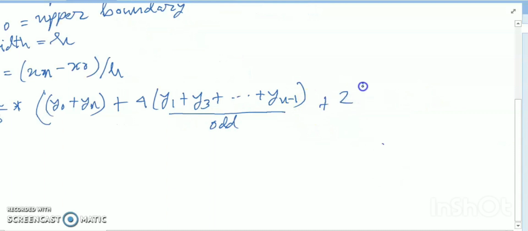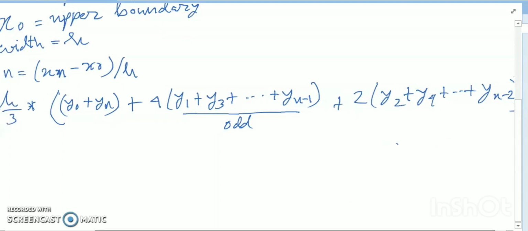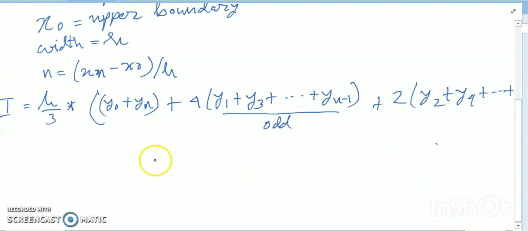Plus 2 into (y2 plus y4 plus up to yn minus 2). This is the total formula, the Simpson one-third formula. Finally, it prints the value of the integral, which is stored as answer in the program.